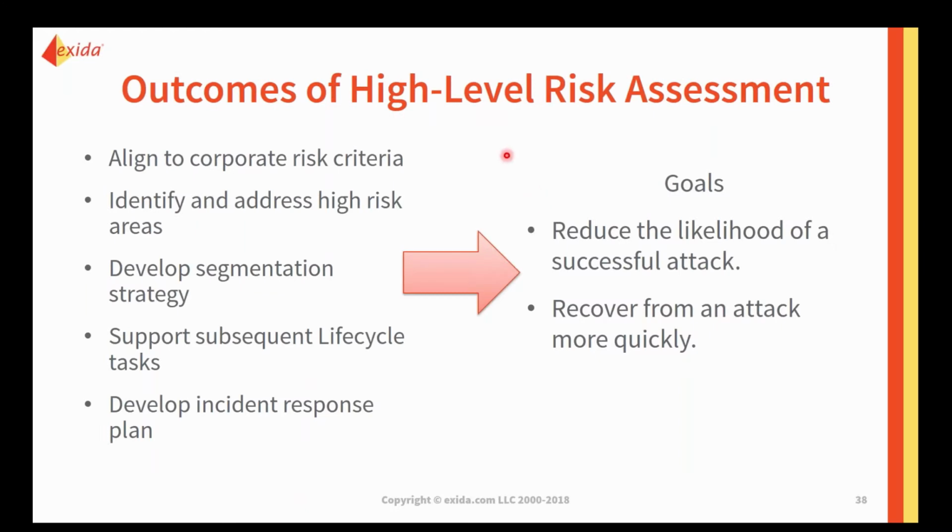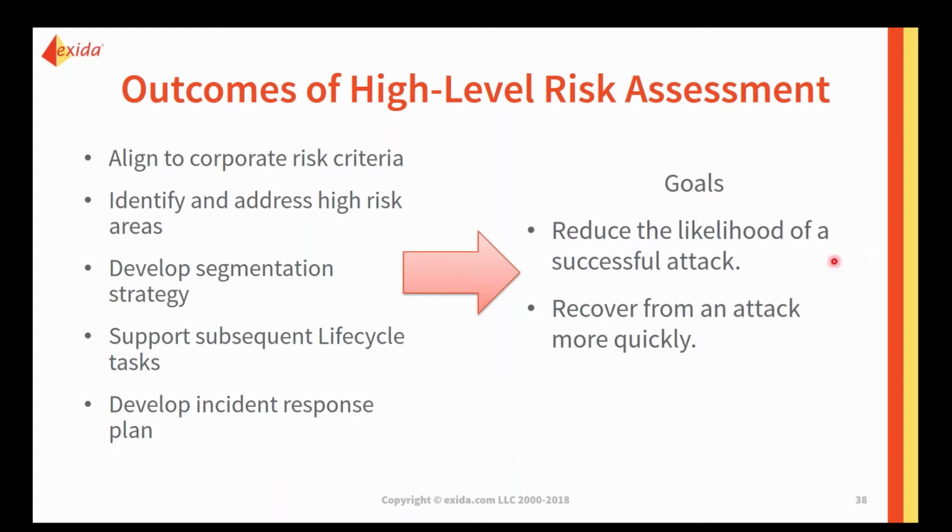The outcomes of the high-level risk assessment are to make sure that we're aligned with corporate risk criteria, that the highest areas of risk have been identified, and then to develop a segmentation strategy so that our network is maintained in a secure manner. We want to do this to make sure that we're supporting the subsequent lifecycle tasks and that we can respond effectively to incidents if they occur.